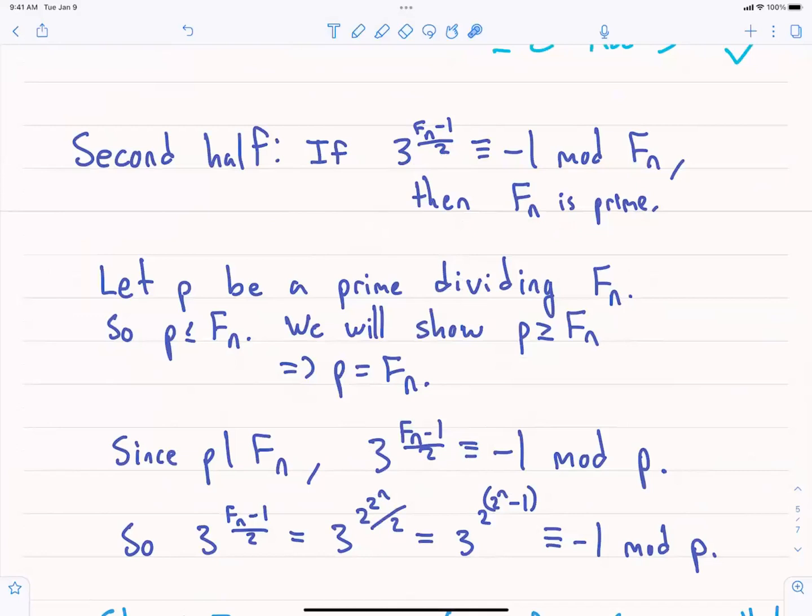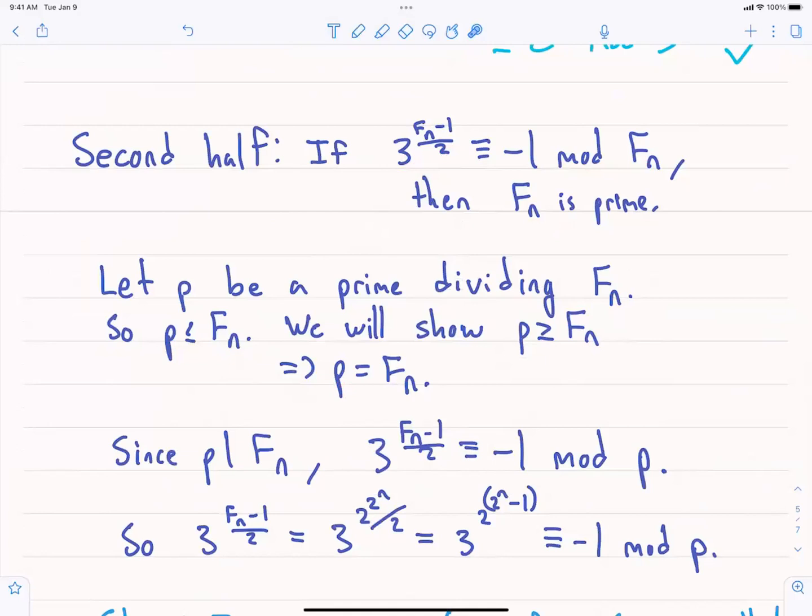Well, Fn is some number, so we can always take a prime p that divides Fn. I'm going to assume this holds. I'm going to take a prime p that divides this Fermat number. And of course, any prime that divides this Fermat number is going to be less than or equal to it. So if I can show it's also at least as big as it, then that means this prime will have to be the whole Fermat number.